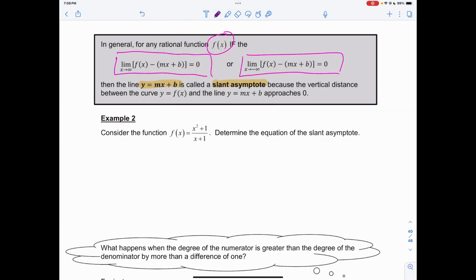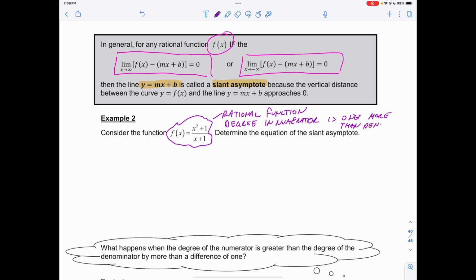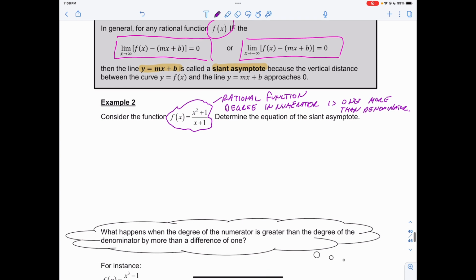So if we consider the function f of x is equal to (x squared plus 1) over (x plus 1), you can see that this is a rational function where the degree in the numerator is one more than the denominator. So I'm going to divide it out.